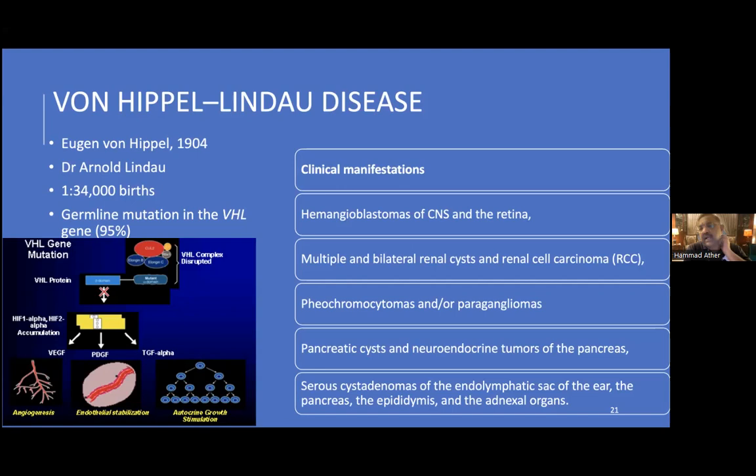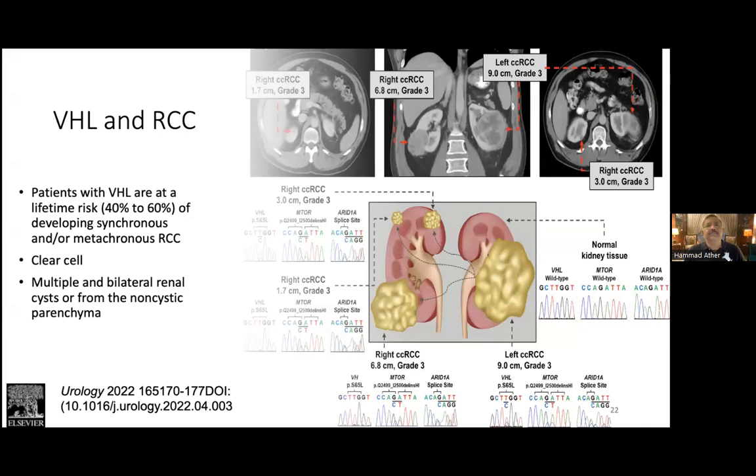This is the description of this gene and the downstream pathways, which essentially made the breakthrough in our understanding and ability to devise the systemic treatment for renal cell cancer. So patients with VHL gene mutation are at a lifetime risk of about 40 to 60% chances of developing synchronous or metachronous renal cell cancers. Typically, they are clear cell cancers. Typically, they are multiple and bilateral, as you can see in this cartoon.